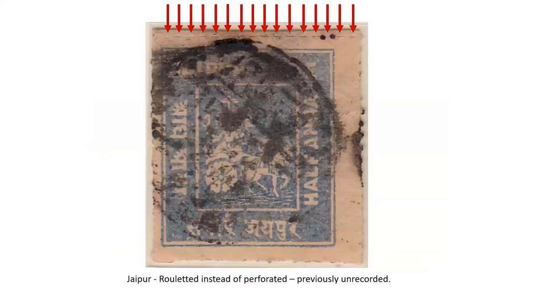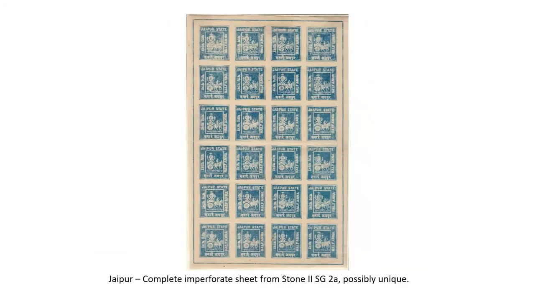So these stamps are only known perforated. However, I've discovered this copy, and undoubtedly it's rouletted. So quite possibly an experiment that never materialized. Here we have the unique sheet from the second printing, from the second stone of the first issue. It's completely imperforate, and it's quite possibly the only known complete sheet.